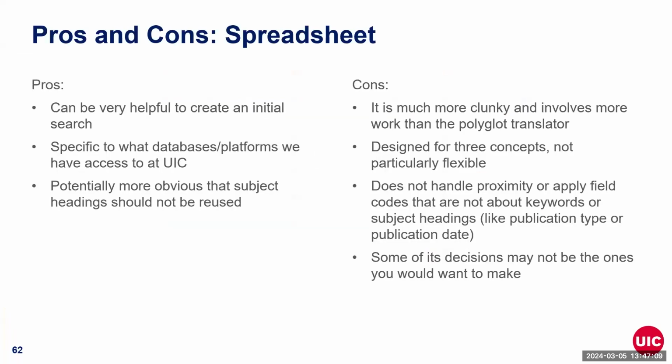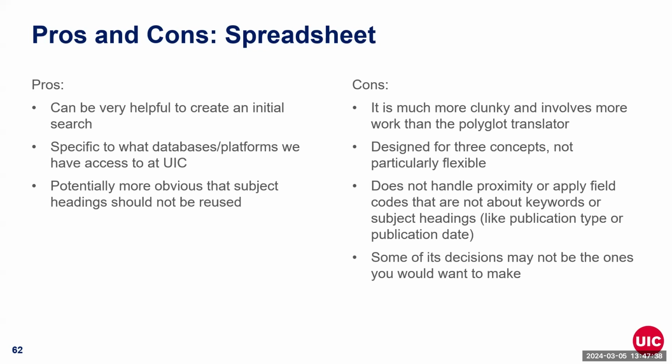So, some pros and cons. It can be very helpful to create an initial search. Sometimes you need something to be translated, so you create that one first. It's specific to the databases and platforms we have access to at UIC, because that's all I have access to. So there aren't as many decisions that you necessarily need to make there. It's potentially also more obvious that subject headings should not be reused.